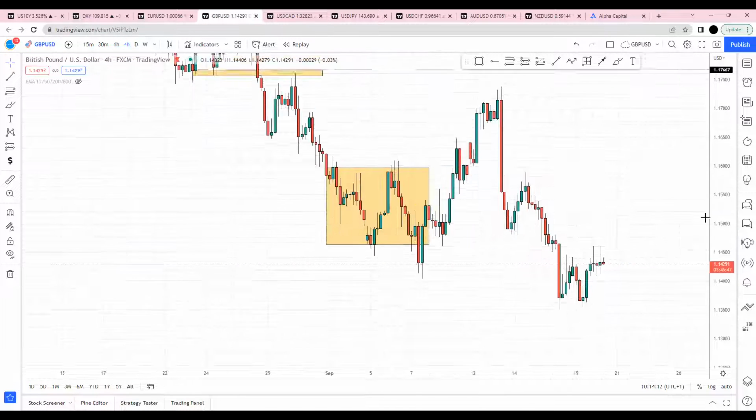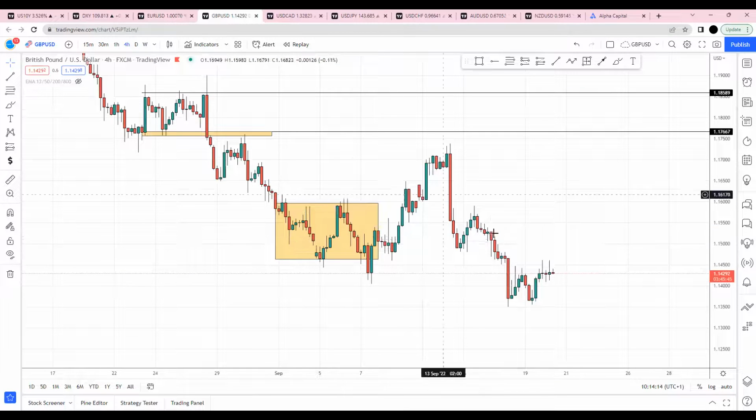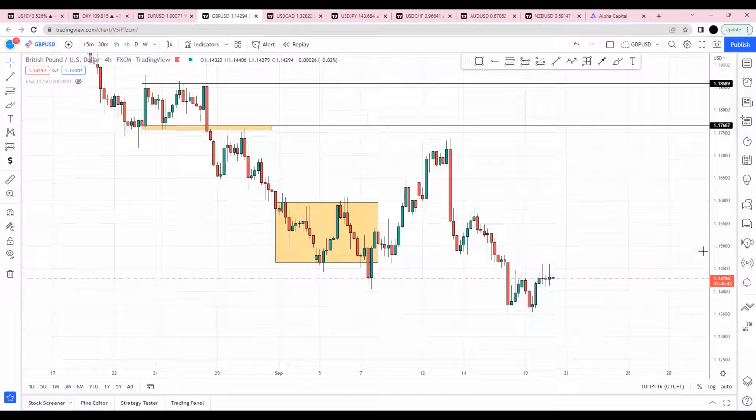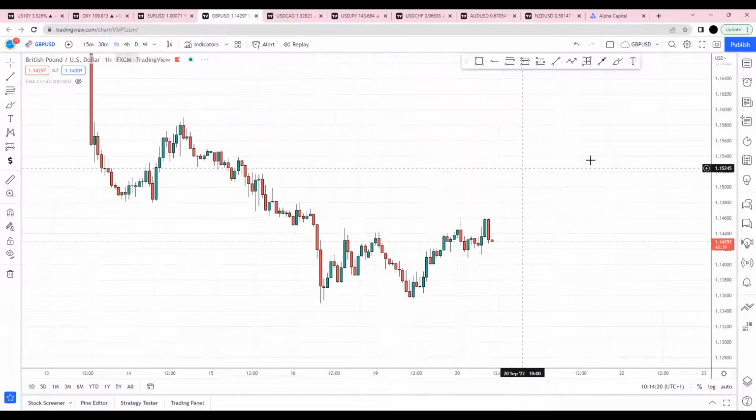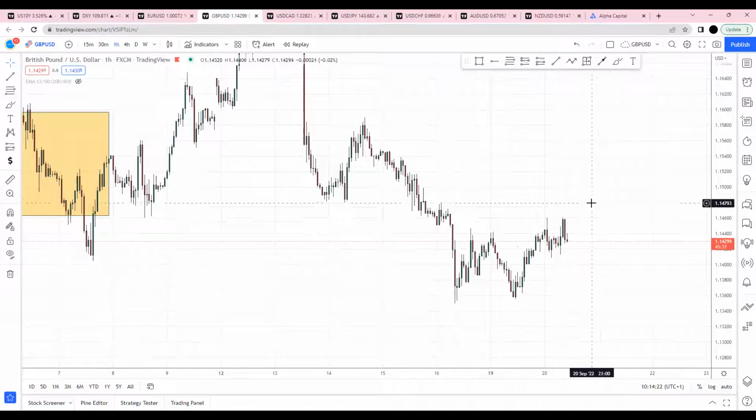Similarly again with cable. Okay, so cable has broken to new lows again. We found that structured bottom just above 113.50, a fairly consolidated move this morning, given the volatility in these markets.